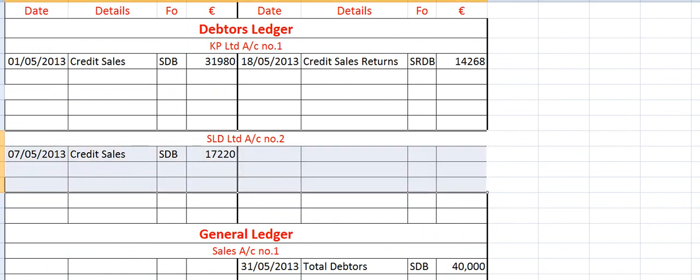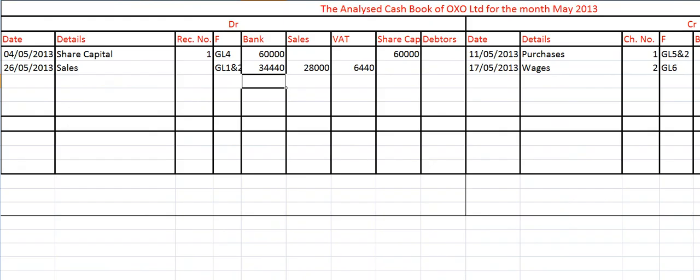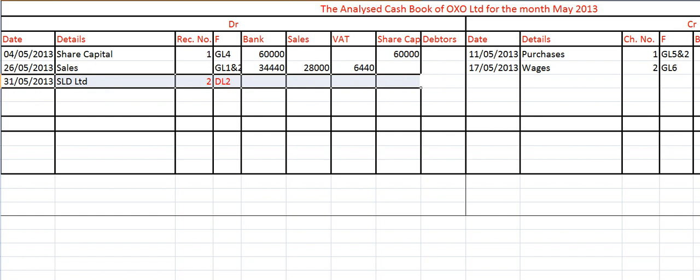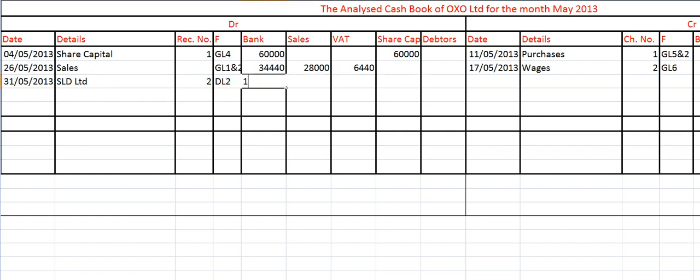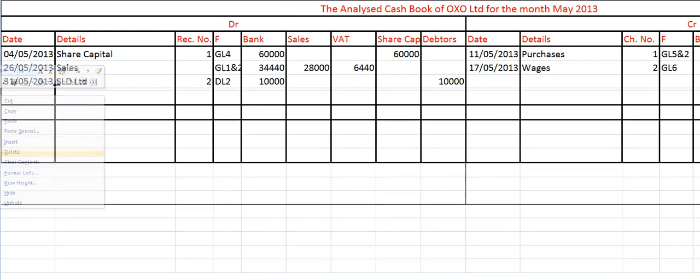The last transaction is SLD, who's one of our debtors, somebody who owes us money. SLD Limited, here's their account. SLD paid 10,000 and this was lodged. That's money coming into the business here. So 31st of the 5th, 2013, SLD Limited, and we issue them receipt number 2. Debtors ledger account number 2 is their account, and that's 10,000 under bank and 10,000 under debtors.